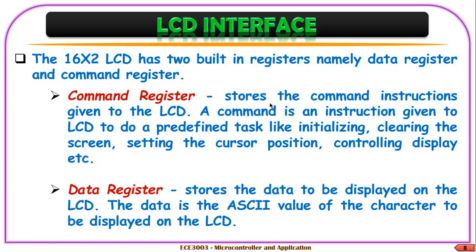There are two kinds of information we are going to send to the LCD. One is called command, another one is called data. What I mean by command is, whenever I want to have control over the LCD's operation, I'll be sending the information through a command register. Whenever I want to display information, that will be done through a data register. So the purpose of the command register is to store the command instructions given to the LCD.